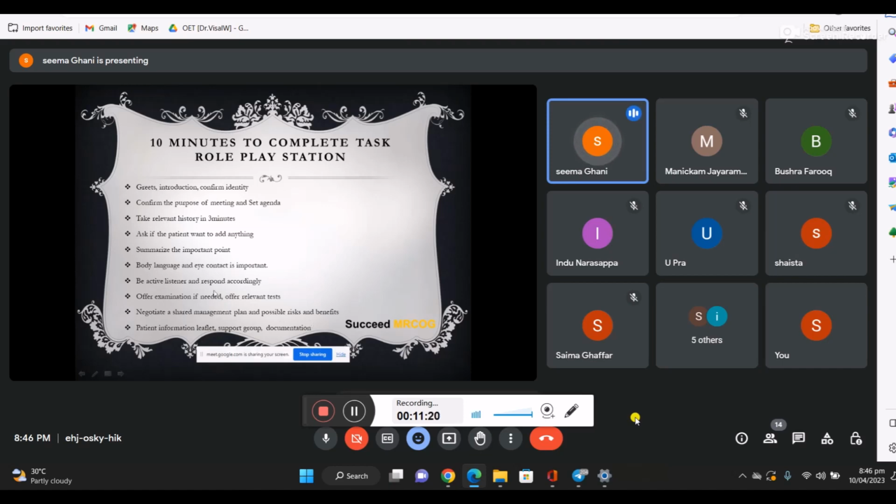And at the end of the station, for how you close, you provide the patient information leaflet, you can provide the support group, and you can document all the things. You can write back to the GP if the patient has been referred by your GP.